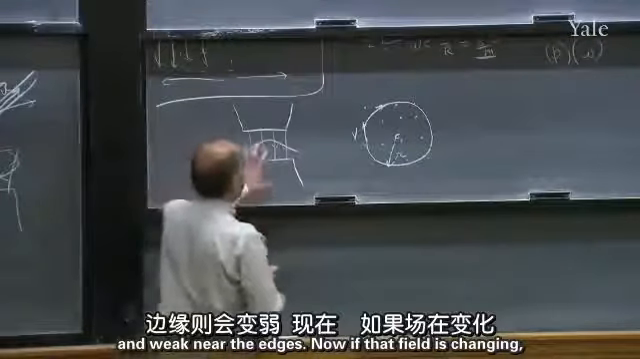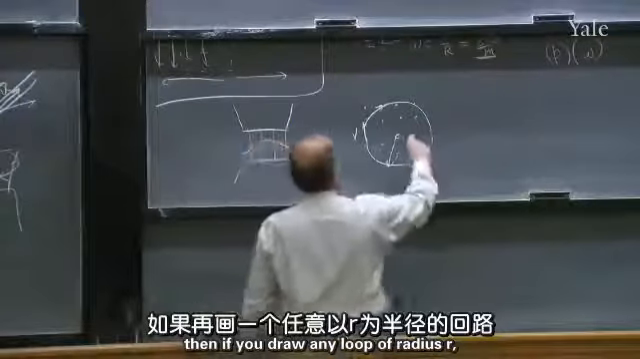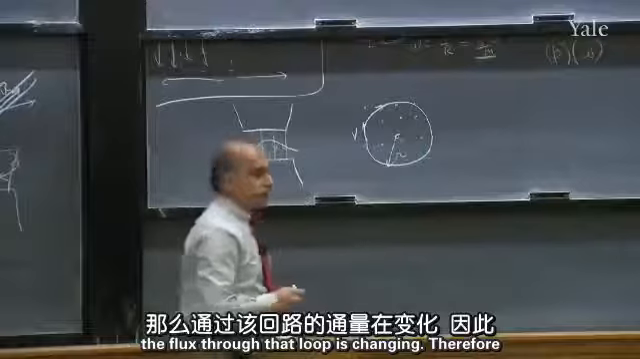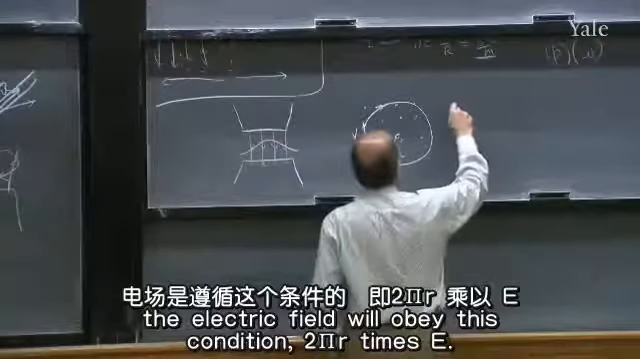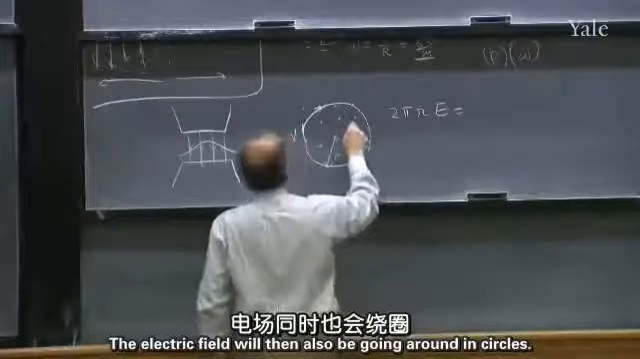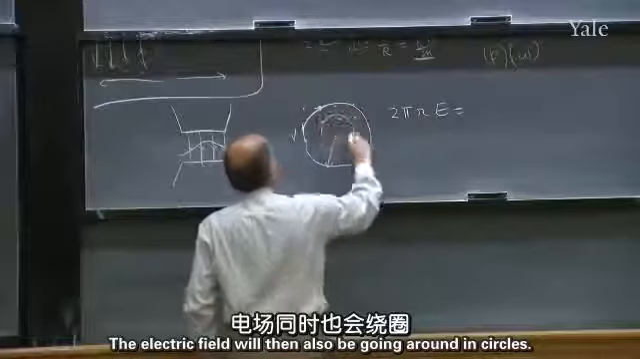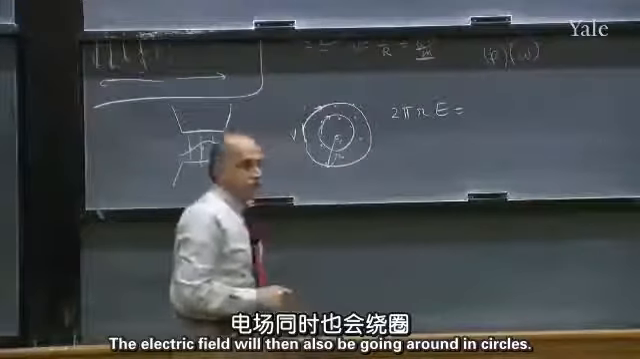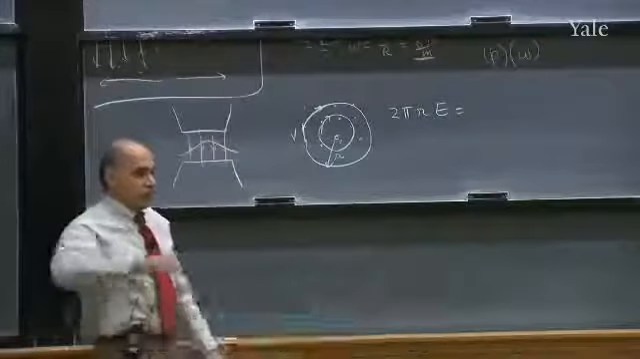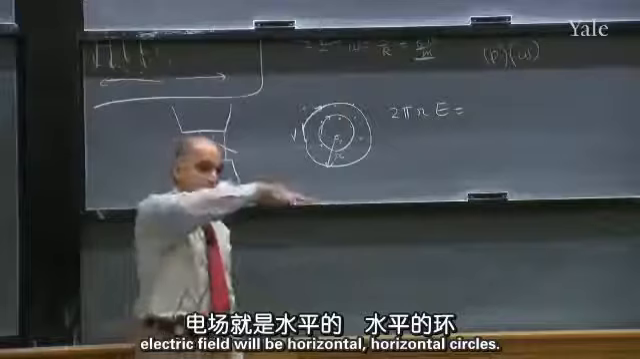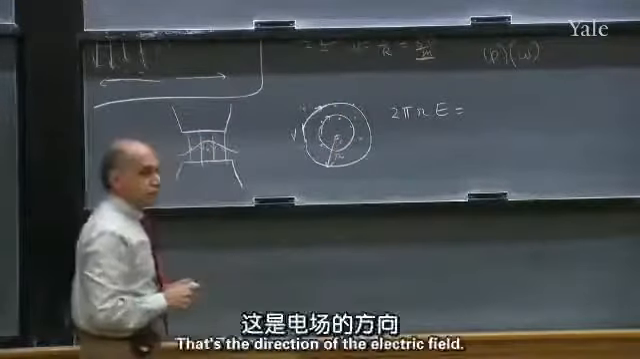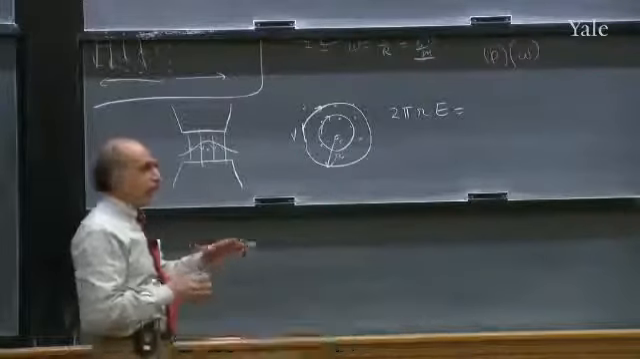Now, if that field is changing, then if you draw any loop of radius r, the flux through that loop is changing. Therefore, the electric field will obey this condition, 2 pi r times E. The electric field will then also be going around in circles. It will encircle the magnetic field. If the magnetic field is coming from ceiling to the floor, the electric field will be horizontal circles. And by symmetry, there will be circles centered at the center of the magnet. That's the direction of the electric field.